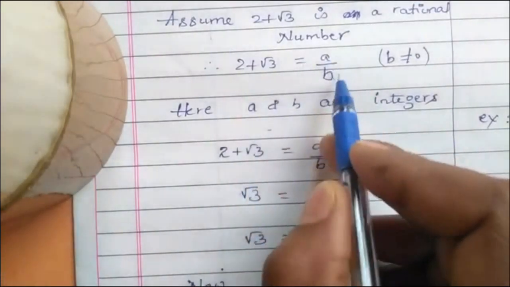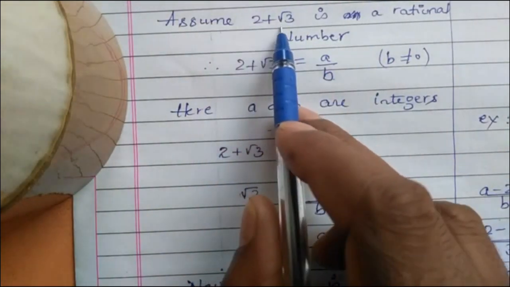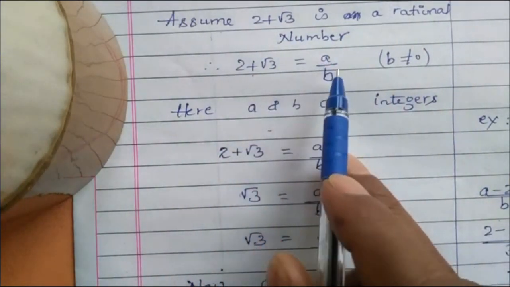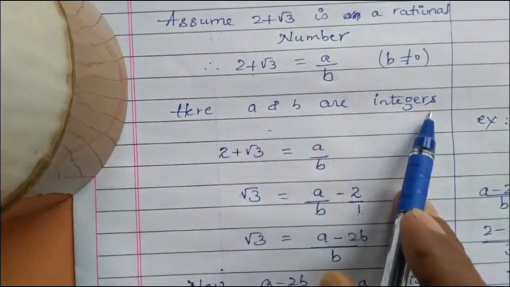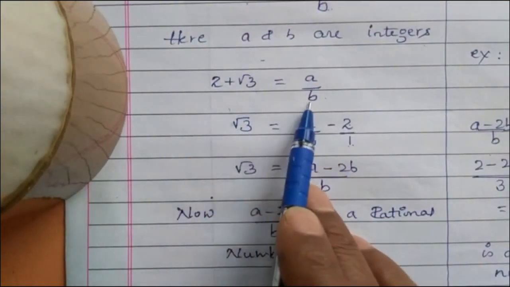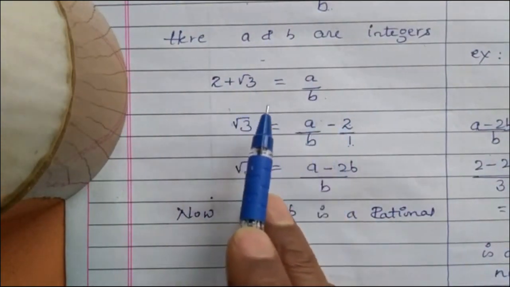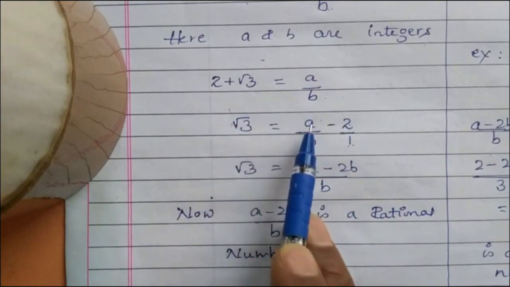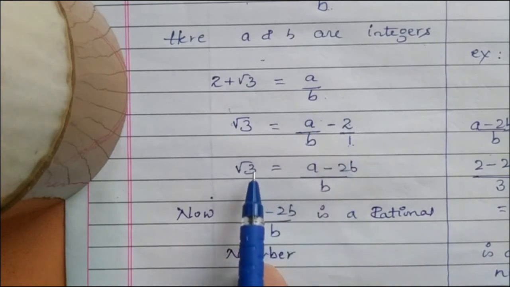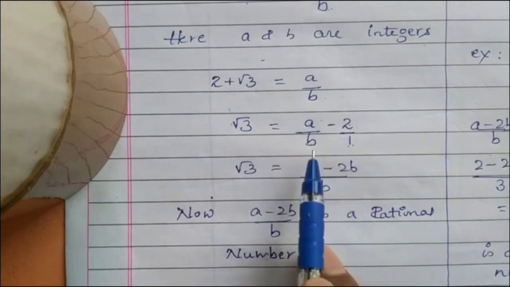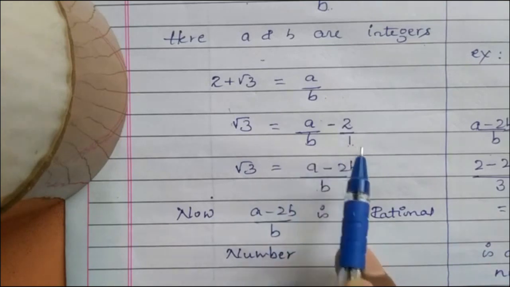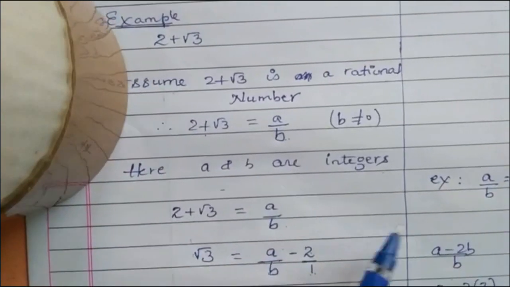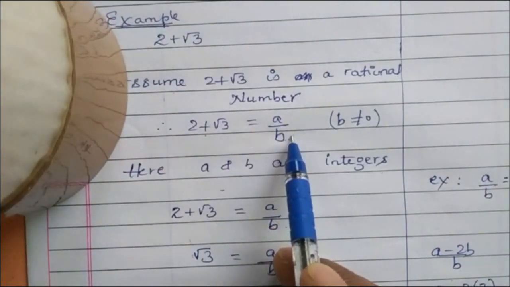We took 2 plus root 3 as a rational number in the contradiction method. So 2 plus root 3 is equal to a by b, where a and b are integers. We shifted 2 to the other side: root 3 equals a by b minus 2. Root 3 is equal to a minus 2b by b, by taking LCM for the denominators. Now a minus 2b by b is a rational number. A by b is a rational number.